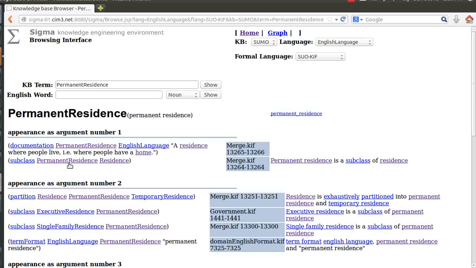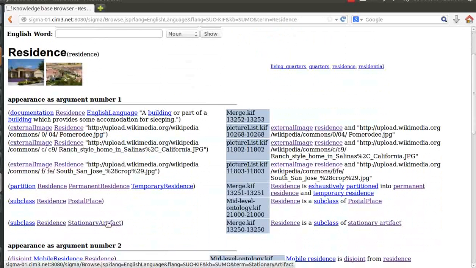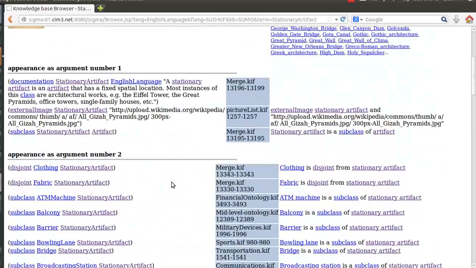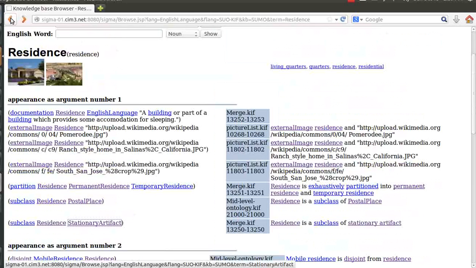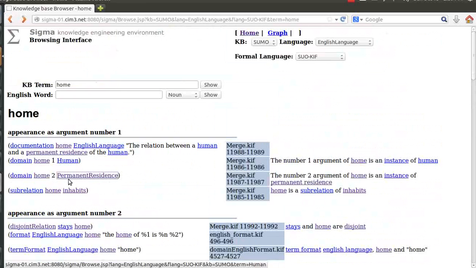Okay, so let's take a look at permanent residence. Permanent residence is a kind of residence. A residence is a kind of stationary artifact, and a stationary artifact has a fixed spatial location. There are lots of different ones, like building would be a good one, because most people live in buildings. So that presents an interesting issue. Now we've said that home requires a building, but then we have to say that that building is in California. We can't just say directly the person lives in California, because California isn't a permanent residence. No, it's a geographic location. Right. So what are we going to do?